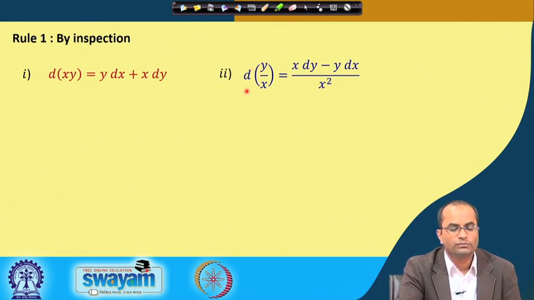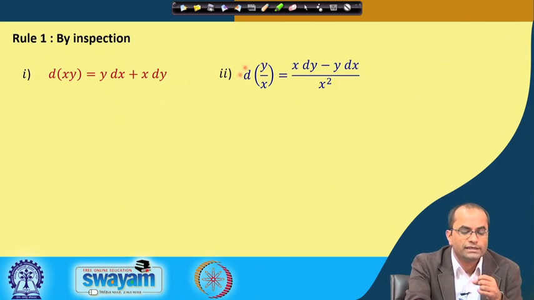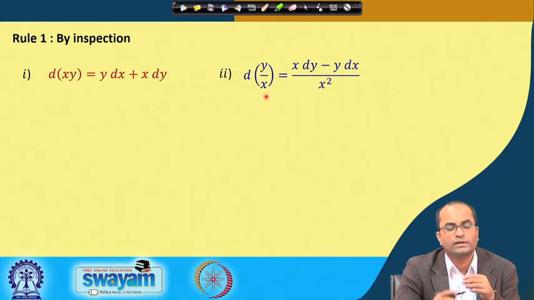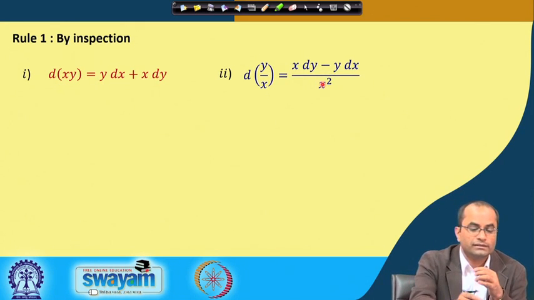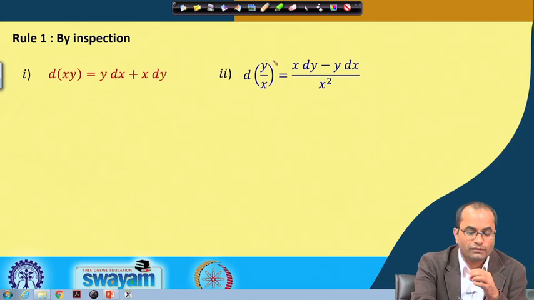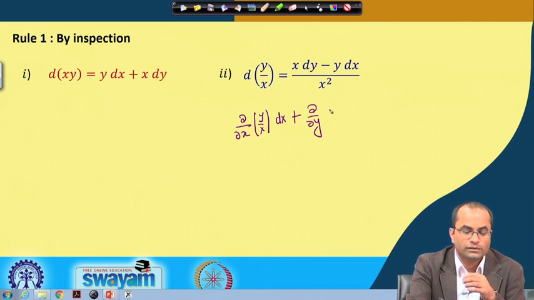Another standard form could be the differential of y over x. Using the formula we have just used, we will realize that the differential of y over x is nothing but (x dy minus y dx) over x square. The approach is the same: we take the derivative with respect to x of the function y over x, times dx, plus the partial derivative of the function y over x with respect to y, times dy.